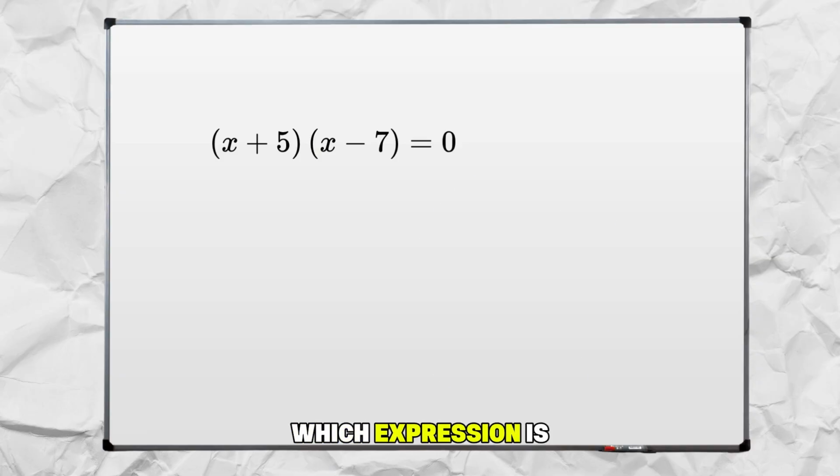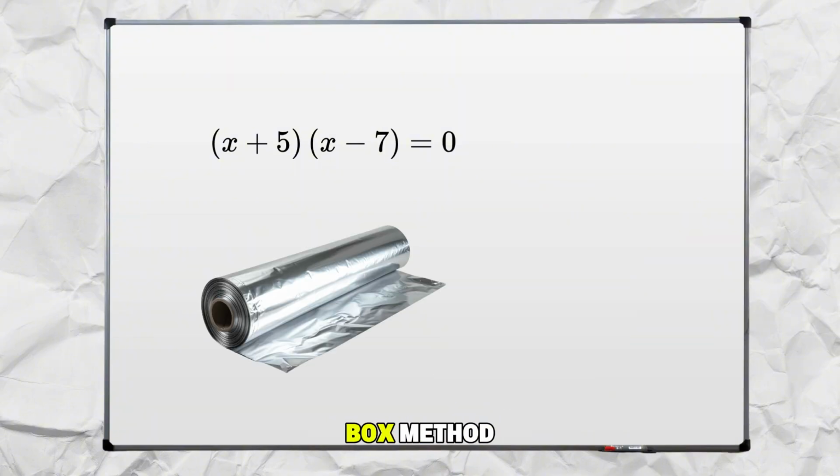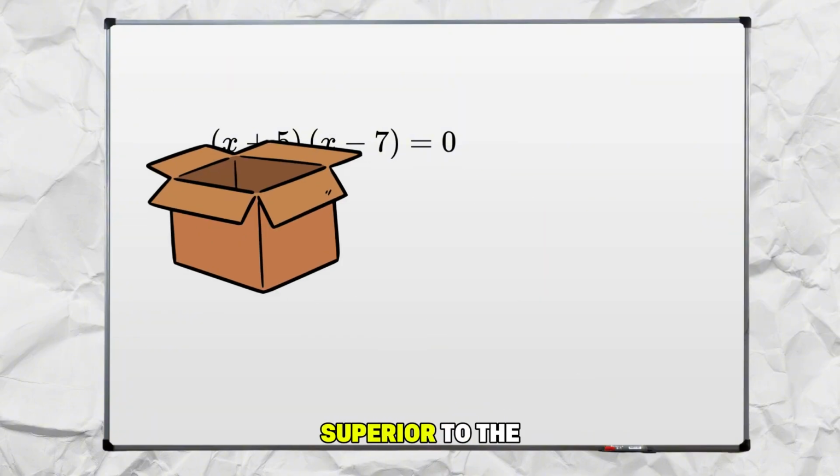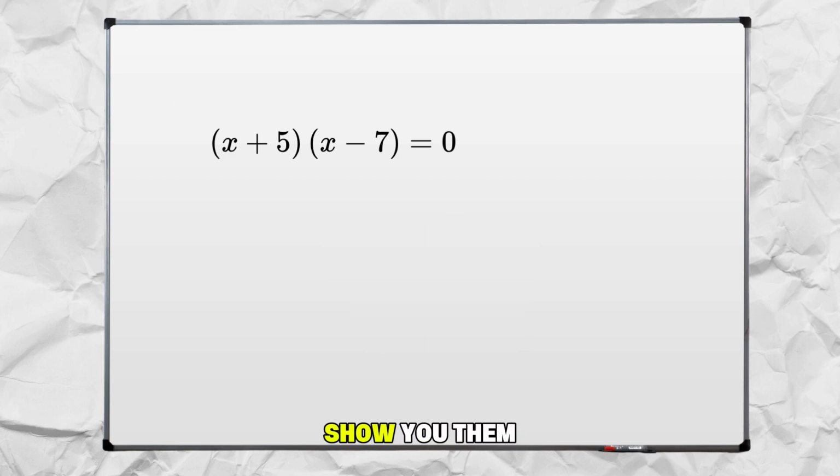They might say, which expression is equivalent to, da da da. You have one of two methods. You could either use FOIL or the box method. Now, I think that box is superior to the FOIL method for a reason that I'm going to get to at the end of this video, but I'm going to show you them both.